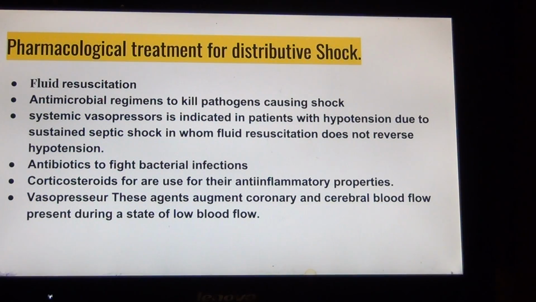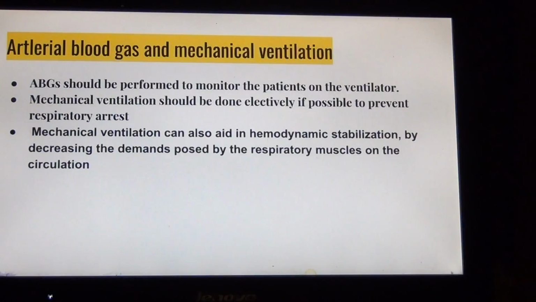Pharmacological treatment for distributive shock: fluid resuscitation, antimicrobial regimen to kill pathogens causing shock. Systemic vasopressors are indicated in patients with hypotension due to sustained septic shock in whom fluid resuscitation does not revive hypotension. Antibiotics to fight bacterial infections. Corticosteroids are used for their anti-inflammatory properties. And vasopressors, these agents augment coronary and cerebral blood flow present during the state of low blood flow.